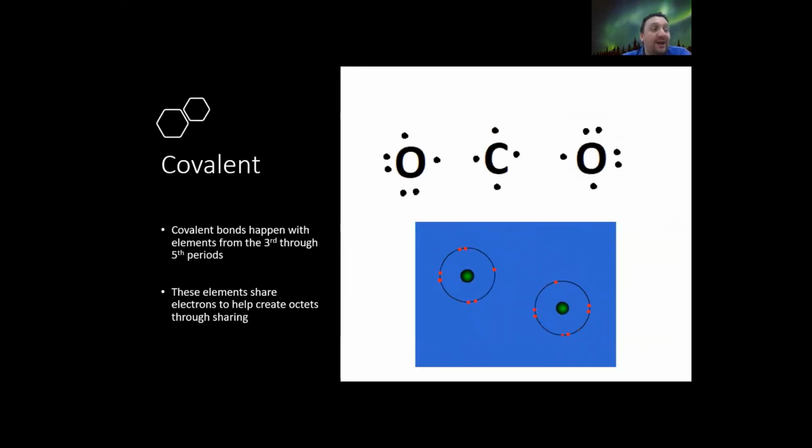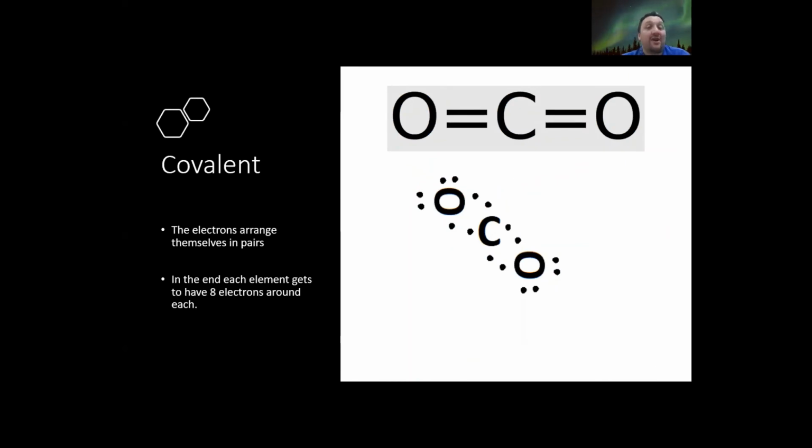Covalent. Covalent bonds happen between the 3rd and 5th groups of the periodic table, all the middle stuff, and they don't want to steal as much as they want to share. What's going to happen is the electrons on the outer valence shell are going to interact with electrons on other atoms' valence shells. Take a look at the carbon dioxide.